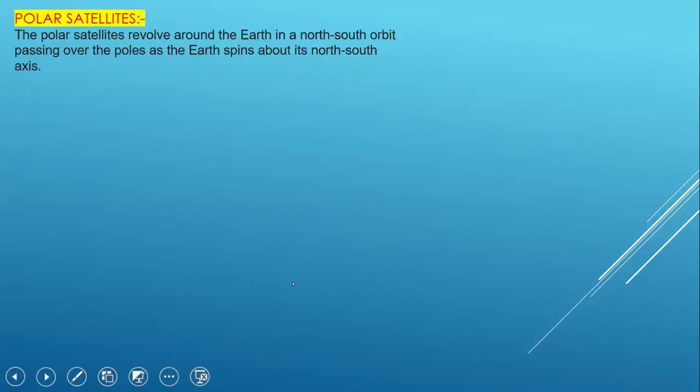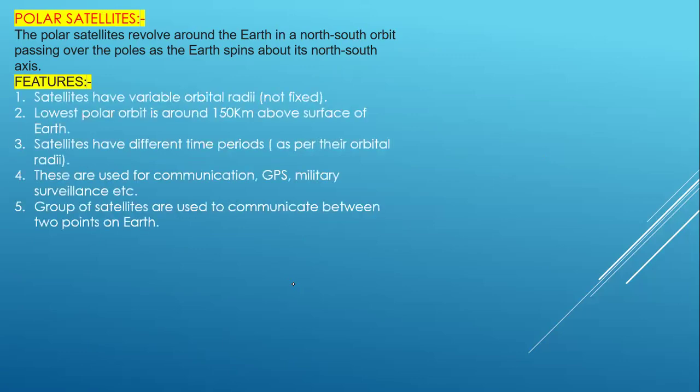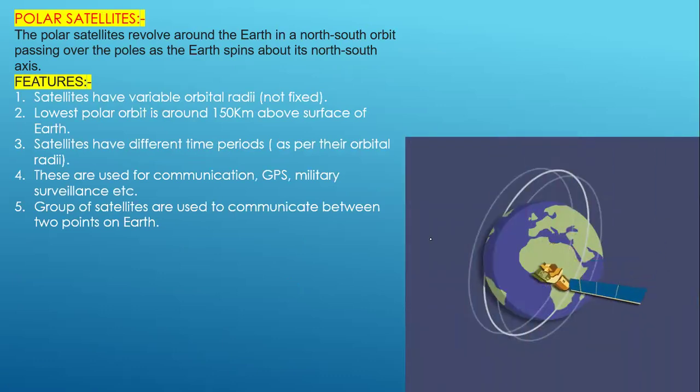Now let's look at polar satellites. So polar satellites revolve around Earth in a north-south orbit, passing over the poles as the Earth spins about its north-south axis. You can see here that this is the North Pole and this is the South Pole. This is the spinning axis. Earth is actually spinning west to east, but these satellites are moving between north and south. So that's why these are called polar satellites.